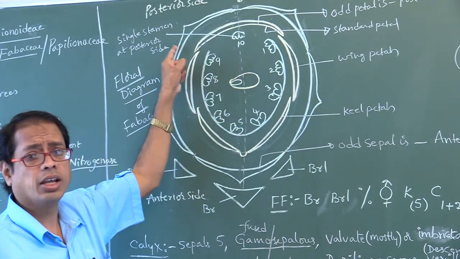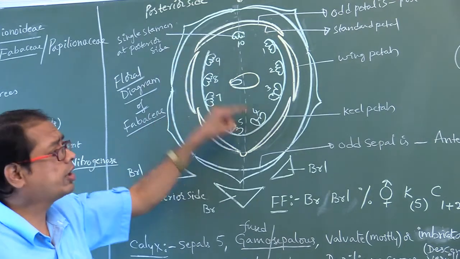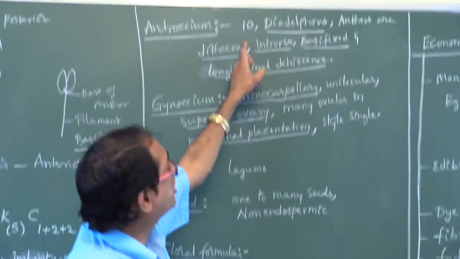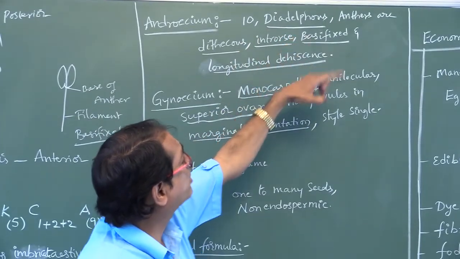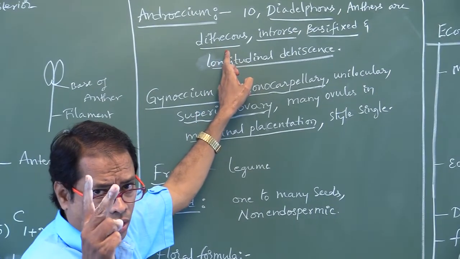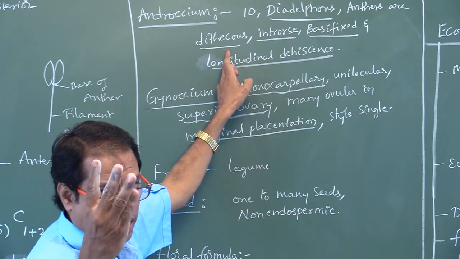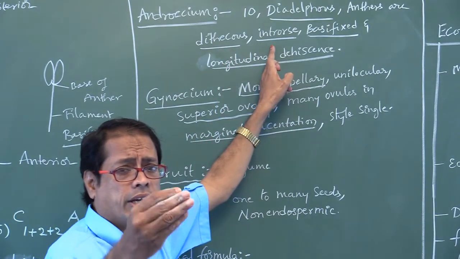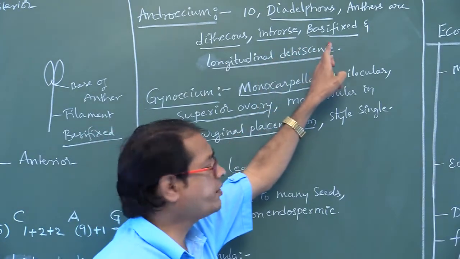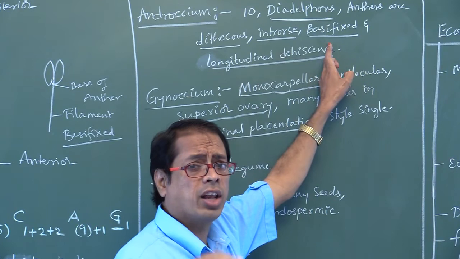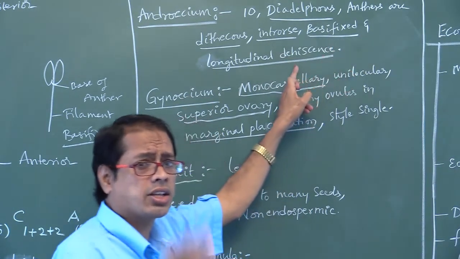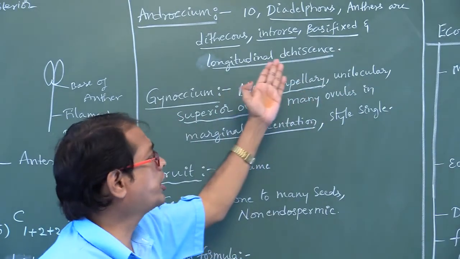Single stamen is at posterior side. Okay? Right. Look here, my dear students. Androecium, 10 stamens. Diadelphous, anthers are diathecous. Diathecous means one stamen contains 2 anther lobes, 4 microsporangia. Introrse means dehisces towards inner side, towards gynoecium. Basifixed. Basifixed means filament is attached to base of the anther. Dehiscence occurs longitudinally, so-called longitudinal dehiscence.